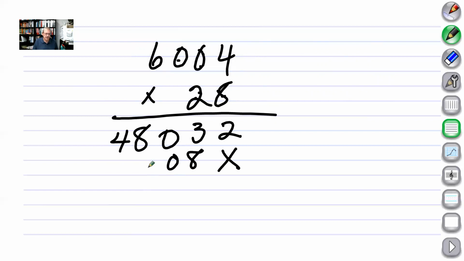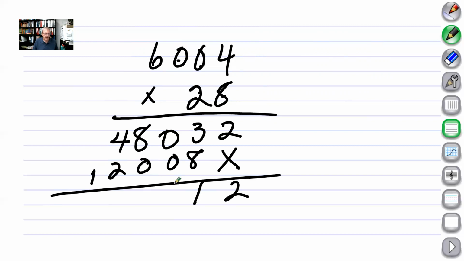0, 0, 12. 2, 1. Carry the 1. 8, 6, 1. Comma. 168,112.